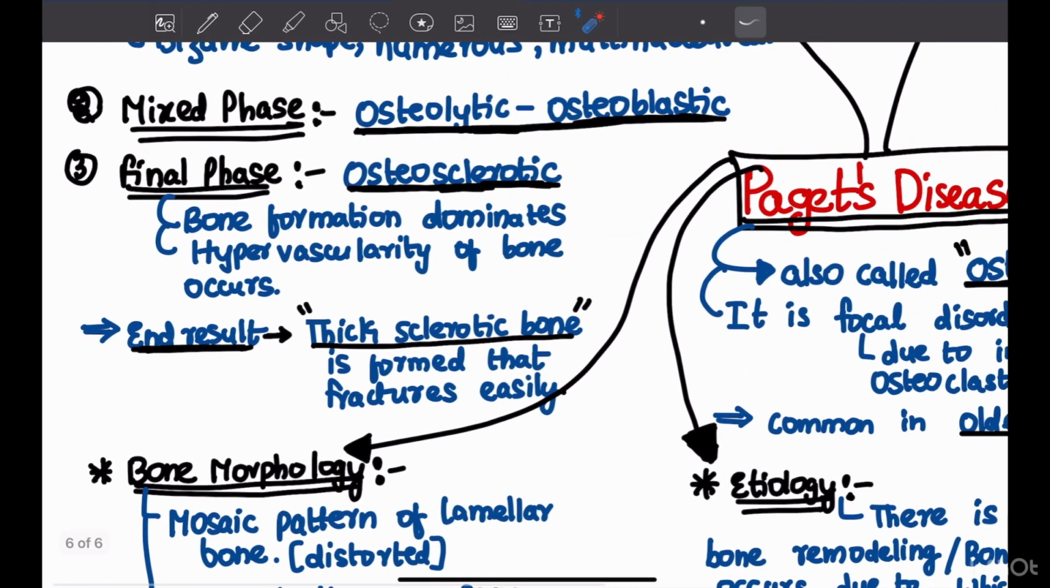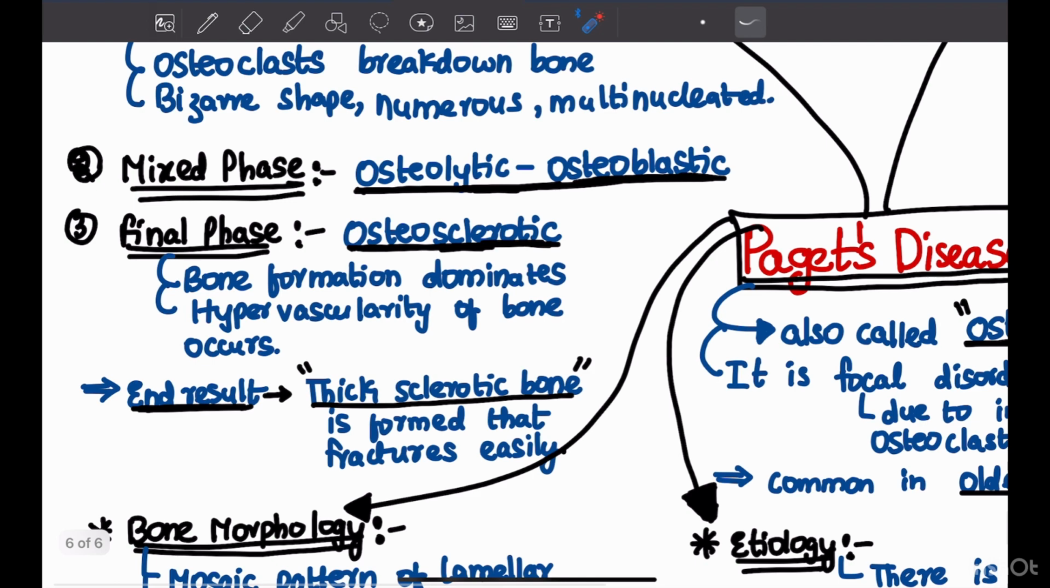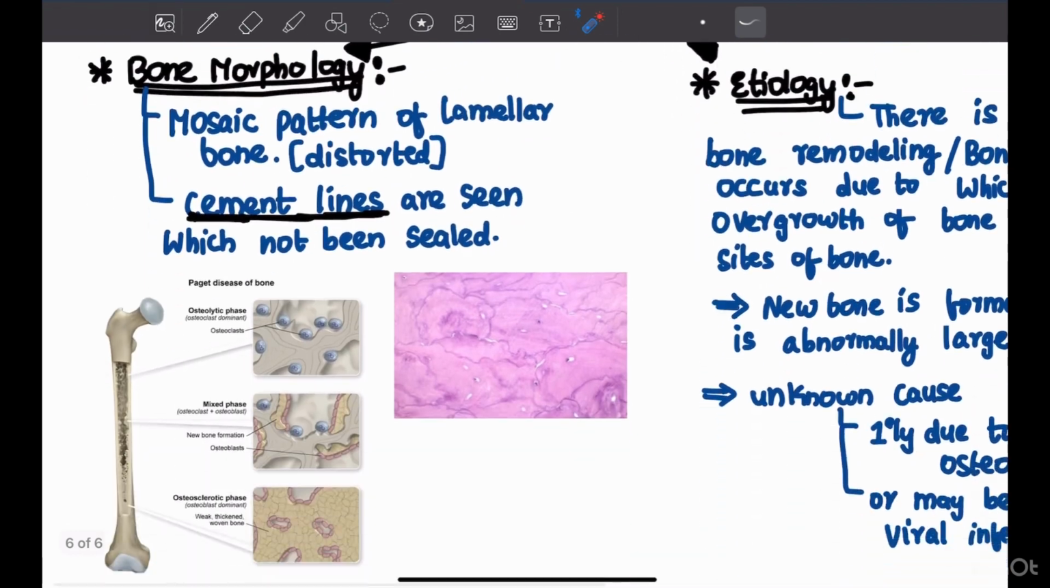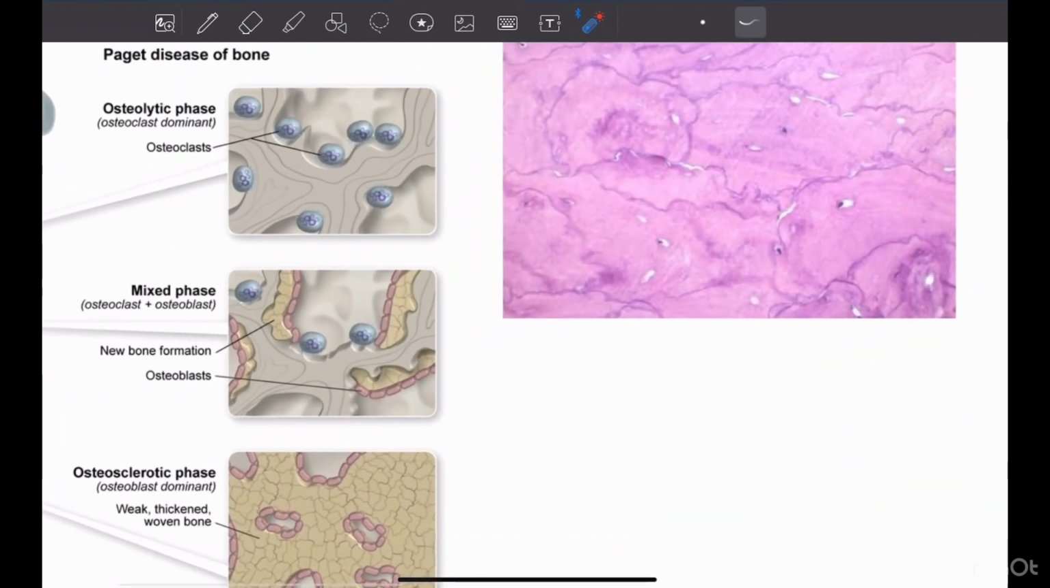Let's come to the second phase, that is the mixed phase, which is known as the osteolytic osteoblastic phase. This is how it looks like. These are osteoblasts, these are osteoclasts. New bone formation is seen.